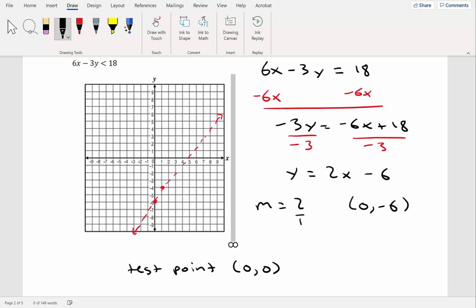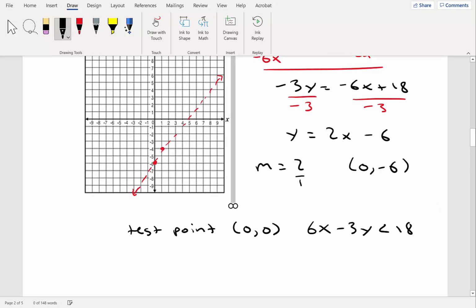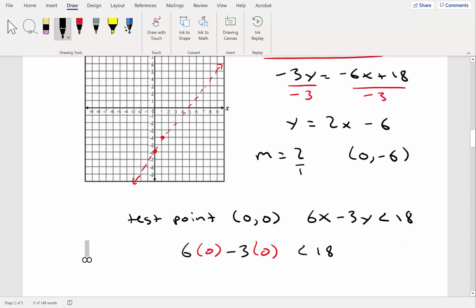And now we're going to plug it into the original inequality. So our original inequality was 6x minus 3y is less than 18. So let's go ahead and plug it in and see if it gives us a true statement or not. So we have 6 times 0 minus 3 times 0, and we want to see if this is less than 18. So go ahead and simplify. 6 times 0 gives us 0. Negative 3 times 0 also gives us 0. So we have 0 is less than 18, which is a true statement.